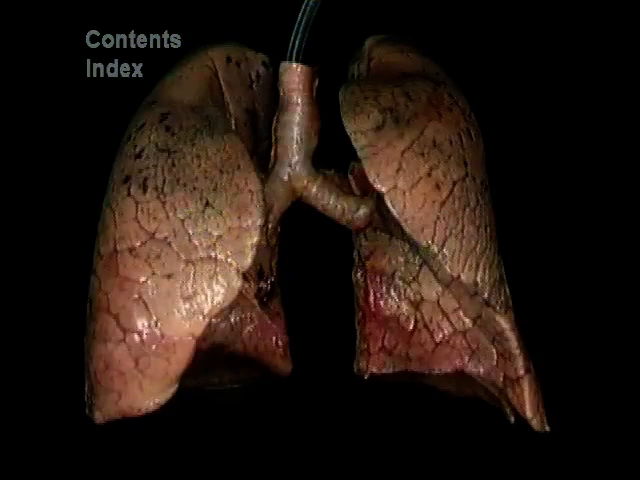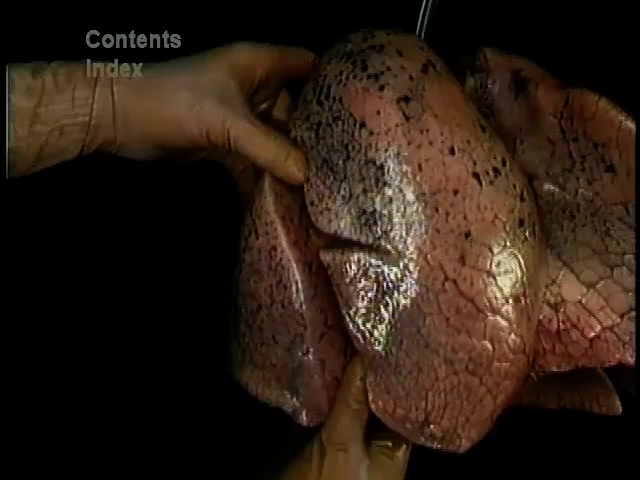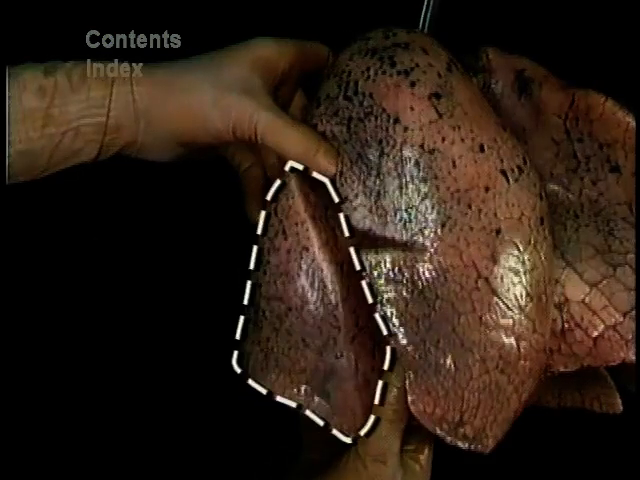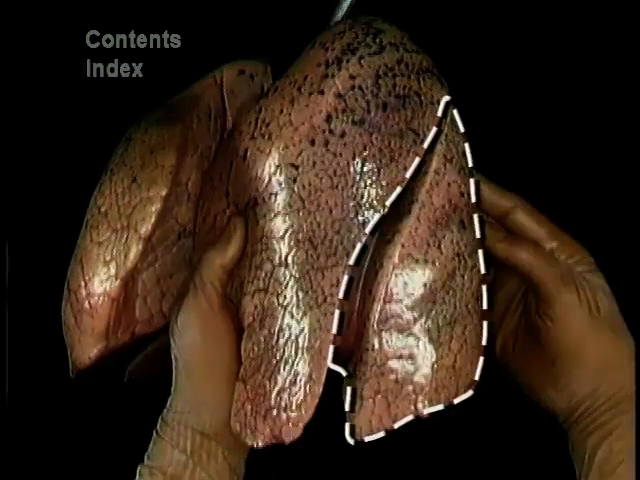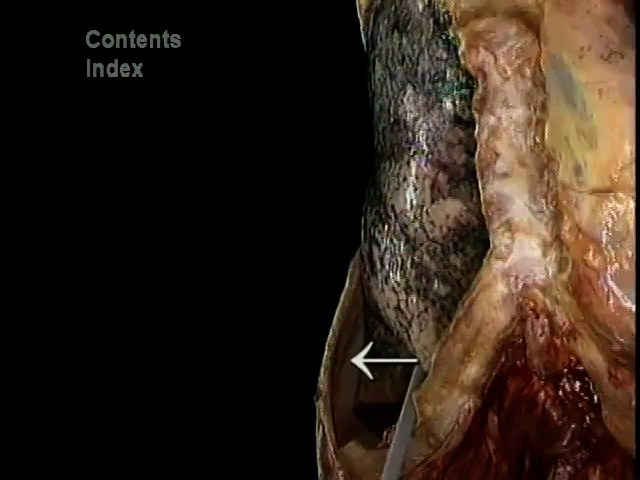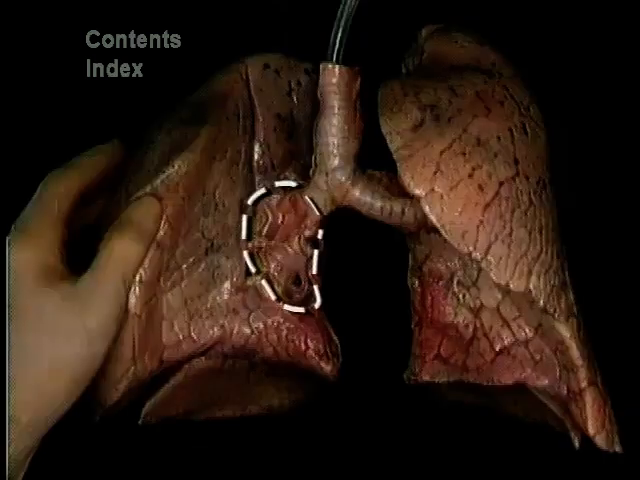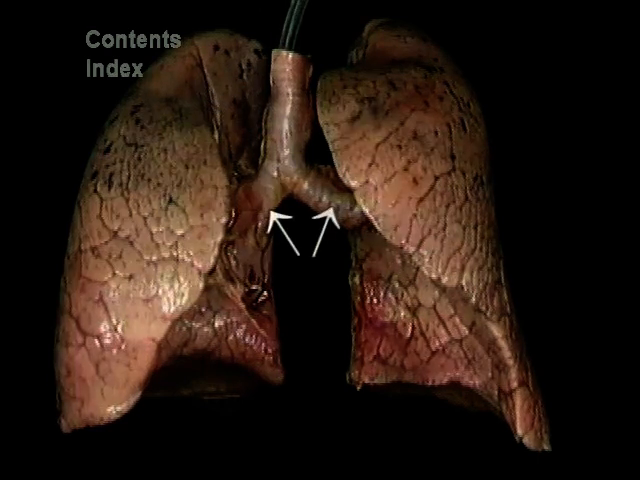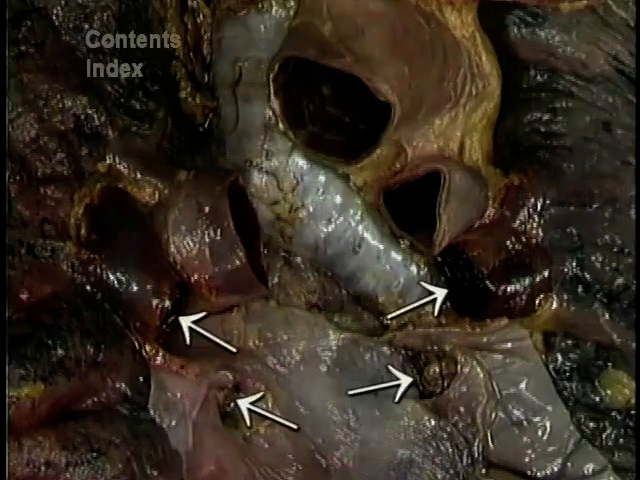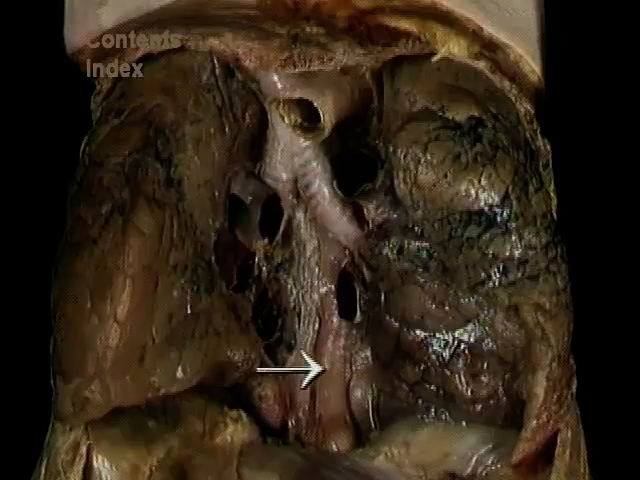Now, let's review what we've seen of the lungs. Here are the lungs. On the right side, here's the superior lobe, the middle lobe, and the inferior lobe. And on the left, the superior lobe and inferior lobe. Here's the parietal pleura and the visceral pleura. Here's the hilum of the lung, with the trachea, the principal bronchi, the pulmonary arteries, and the pulmonary veins. Lastly, here's the esophagus.